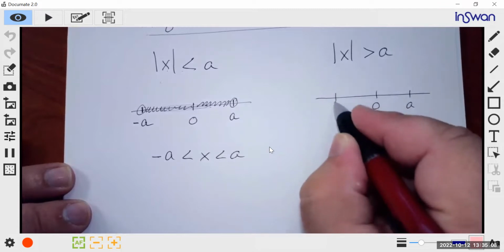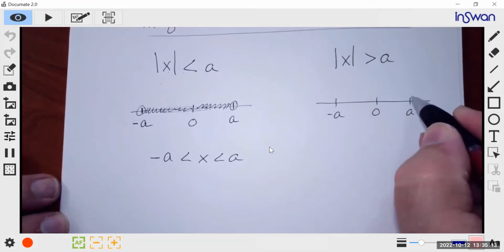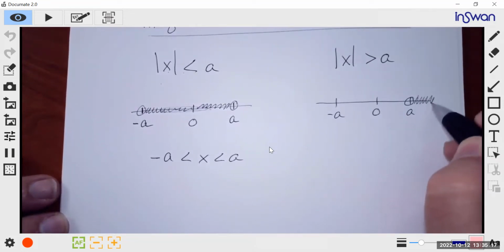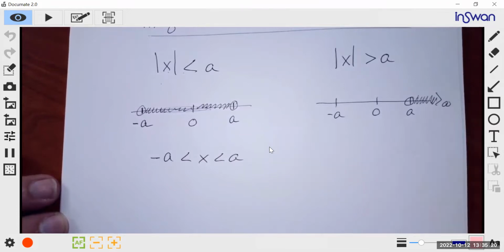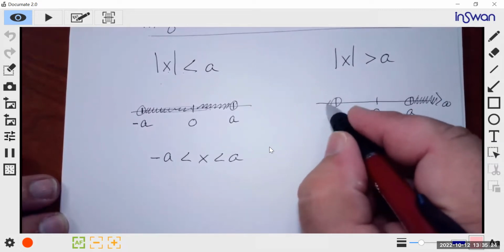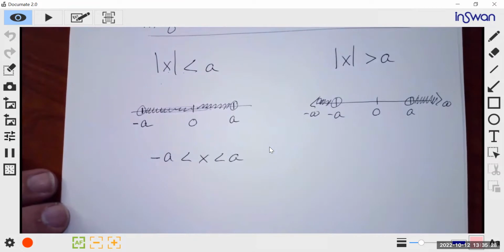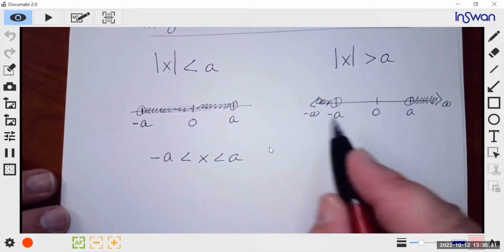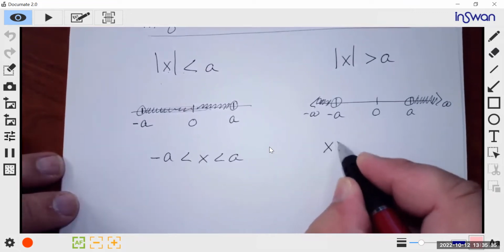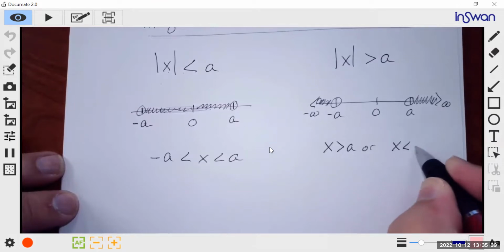Here's a, here's negative a. If it's greater than, it's going away from x. It's going to infinity. So if the a is going to infinity, where's the negative side going? To negative infinity. So it's going away. So this one, greater than, has two answers. X is greater than a, or x is less than negative a.